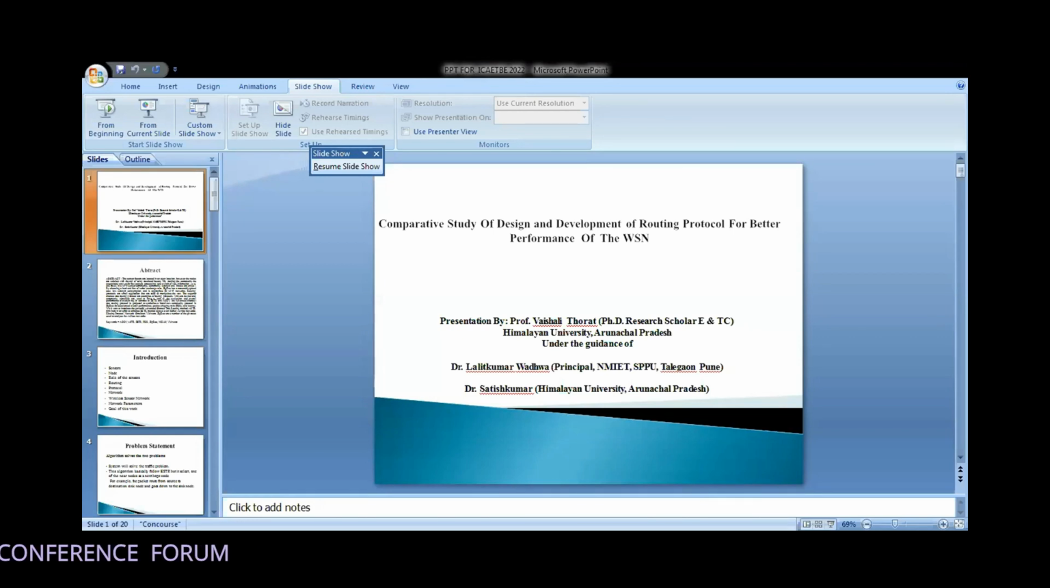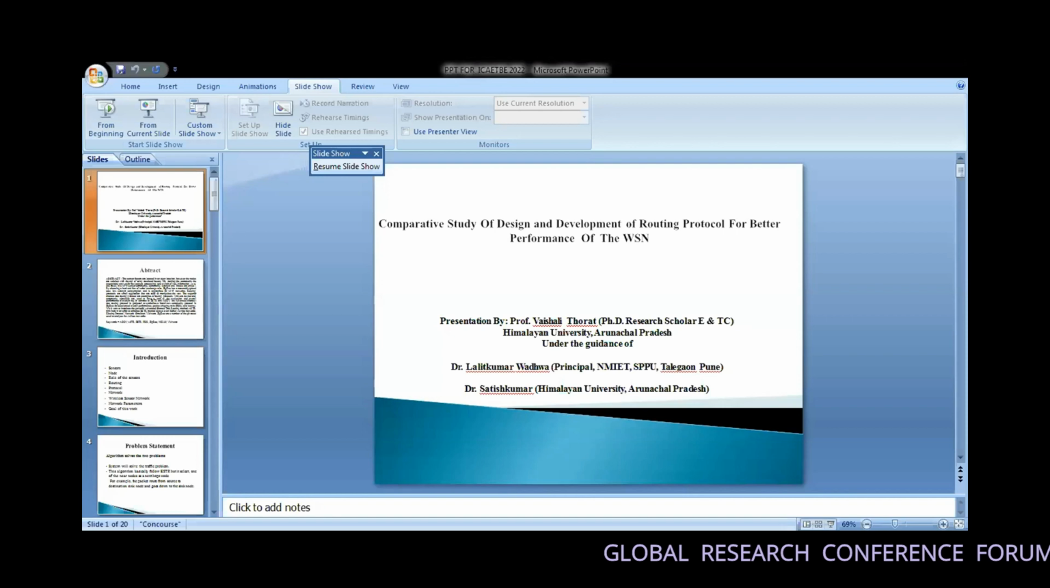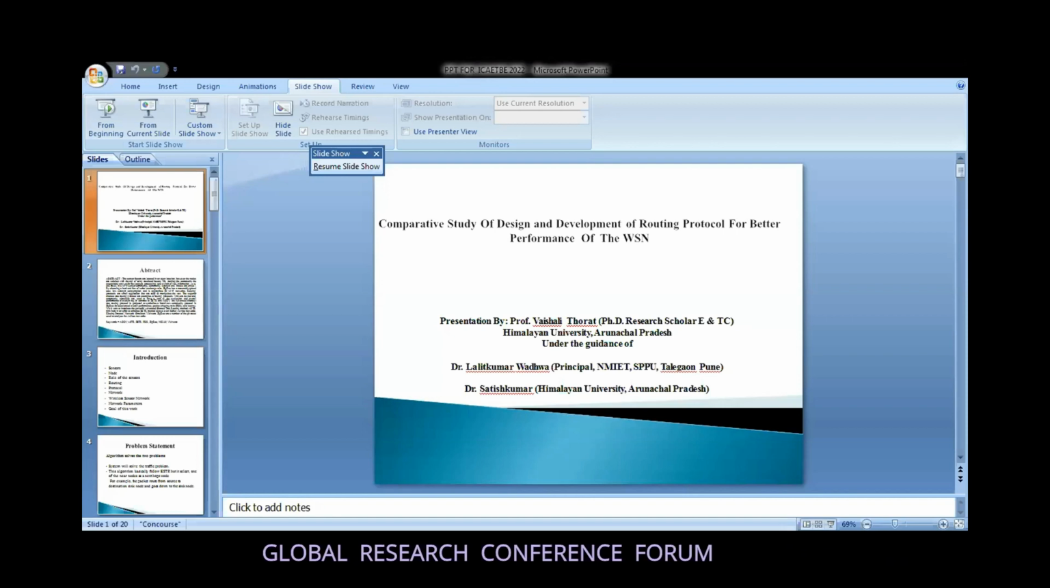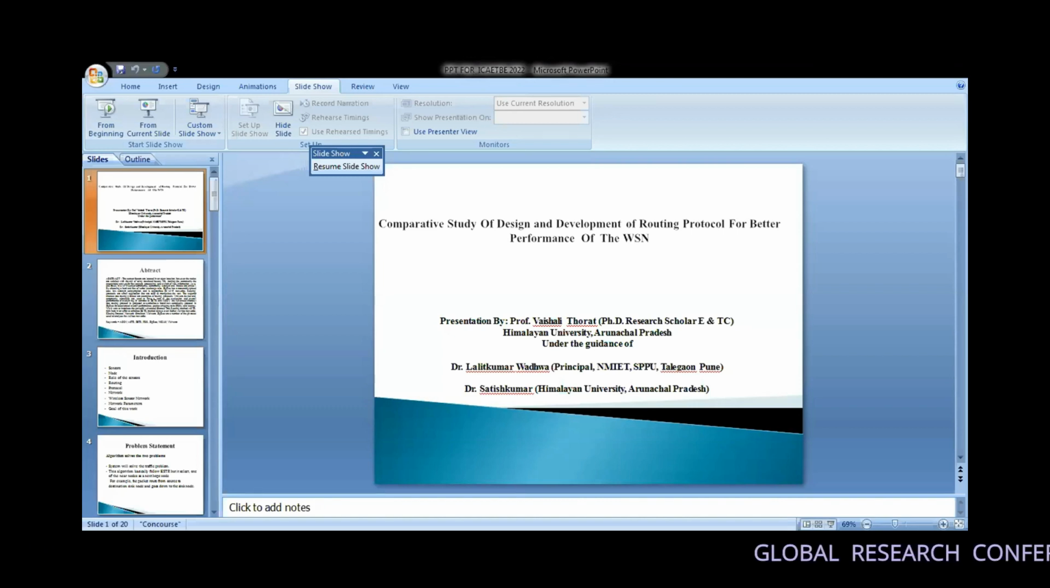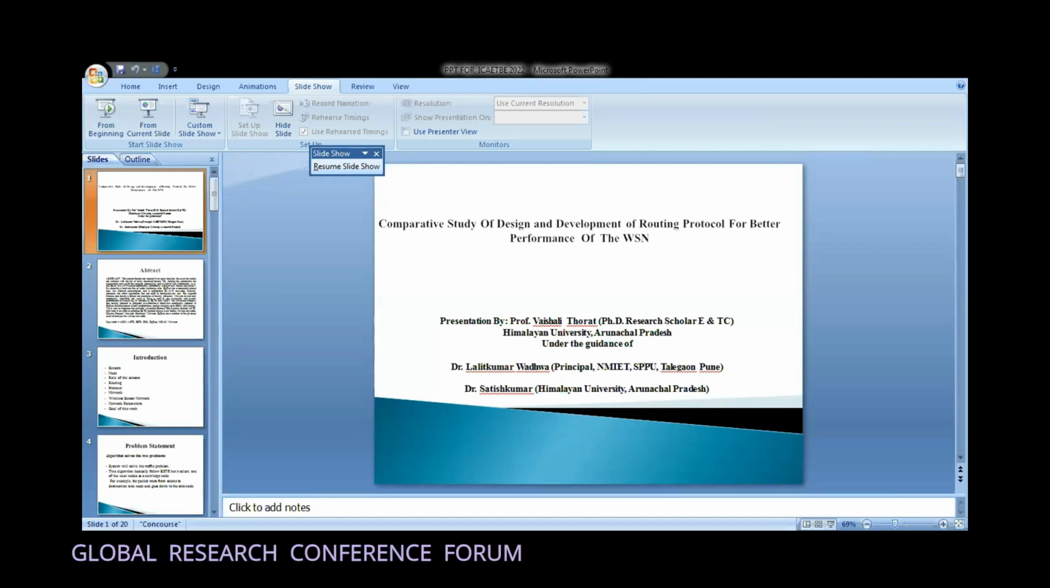These are the simulation parameters: simulation time, number of nodes. For this work, we vary the nodes from 0 to 200, number of connections is 80, the connection rate is 4 kbps, map size is 100 by 100, and packet size is 512 bytes.